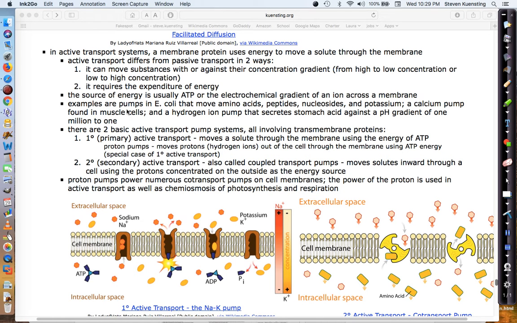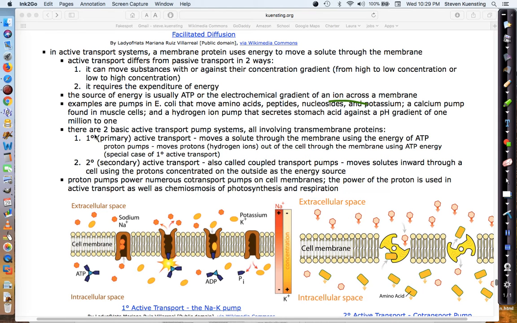Examples of active transport are pumps in E. coli, which are bacteria in your colon that move amino acids or peptides or nucleosides and potassium. Muscle cells in your body have calcium pumps. You have hydrogen ion pumps that secrete stomach acid. And those hydrogen ion pumps are so effective they can pump so that the protons are 1 million times more concentrated in the stomach than they are in the stomach cells.